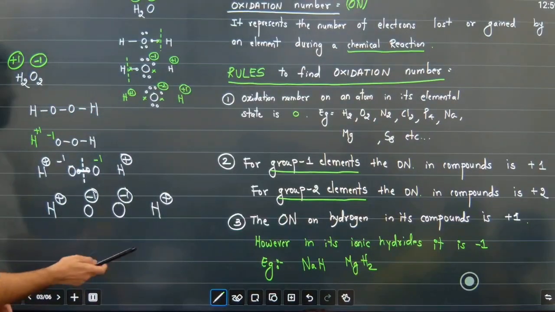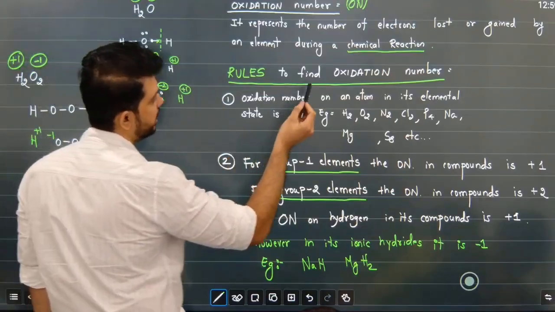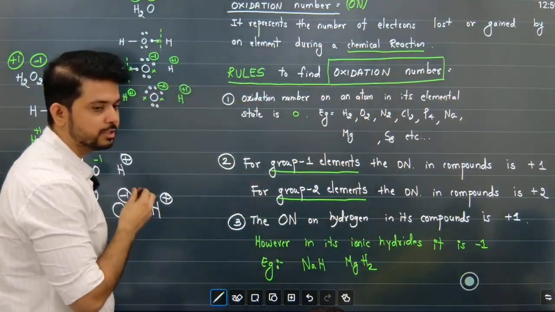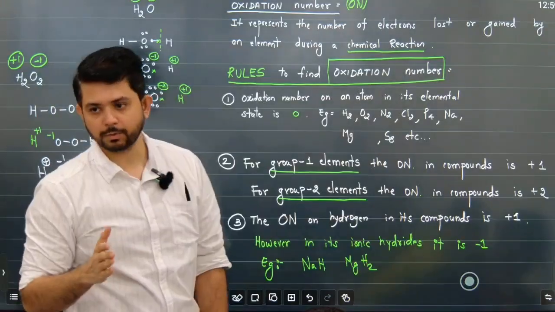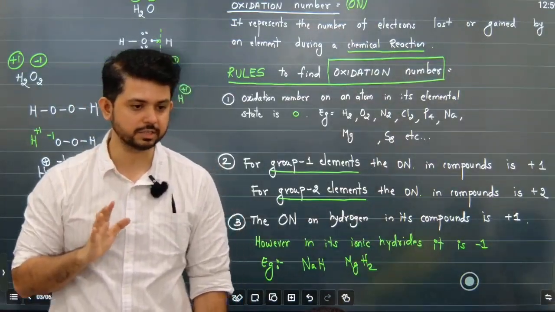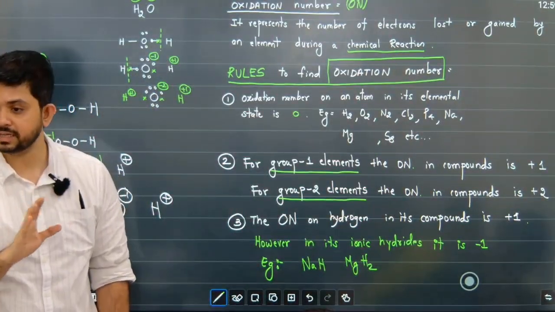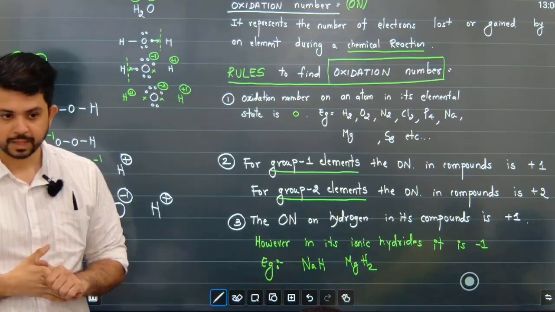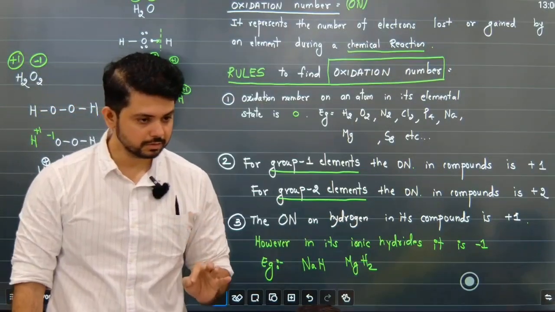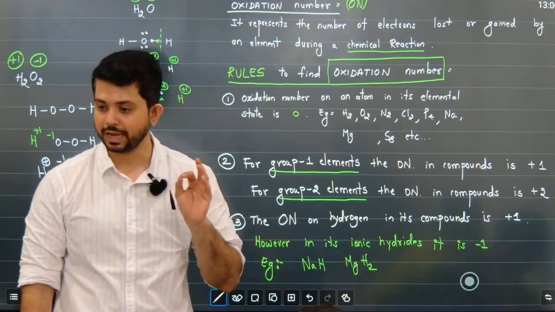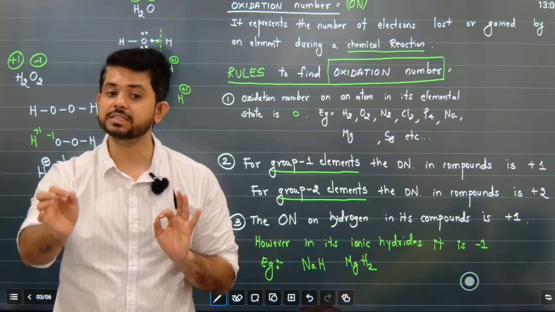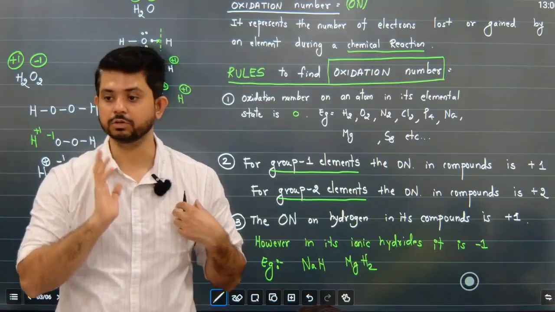Now, in order to find oxidation numbers, we have certain rules. Now let's go through these rules, and these rules are very important. This will help us find the oxidation number or oxidation state of any element in a compound. Rule number 1. The oxidation number of any atom in an element in its elemental state is 0.